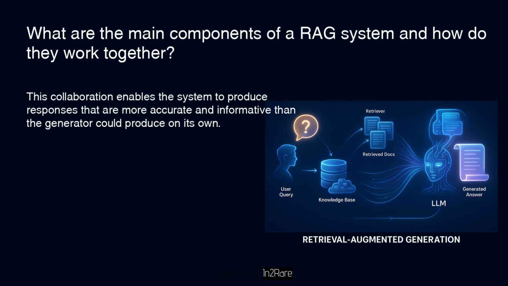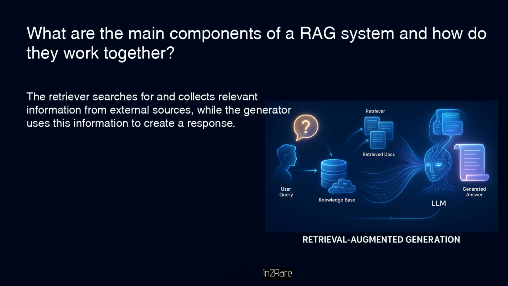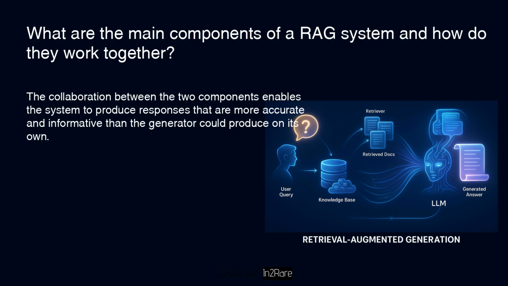its own. In summary, the main components of our RAG system are the retriever and the generator, which work together to provide accurate and informative responses. The retriever searches for and collects relevant information from external sources, while the generator uses this information to create a response. The collaboration between the two components enables the system to produce responses that are more accurate and informative than the generator could produce on its own.